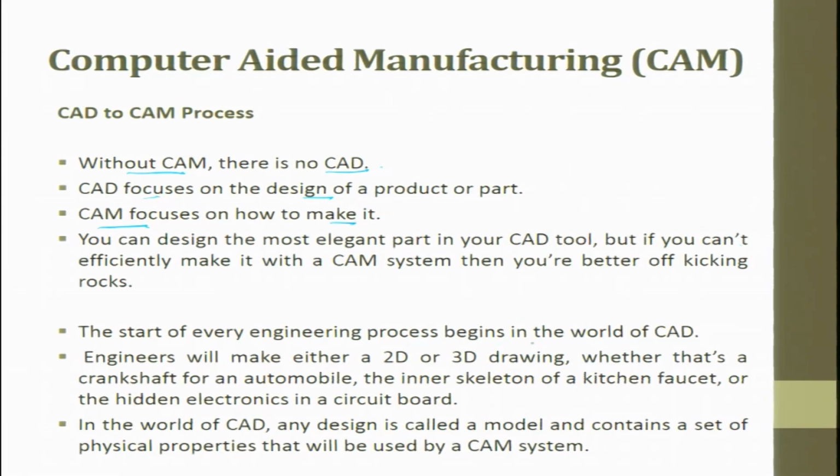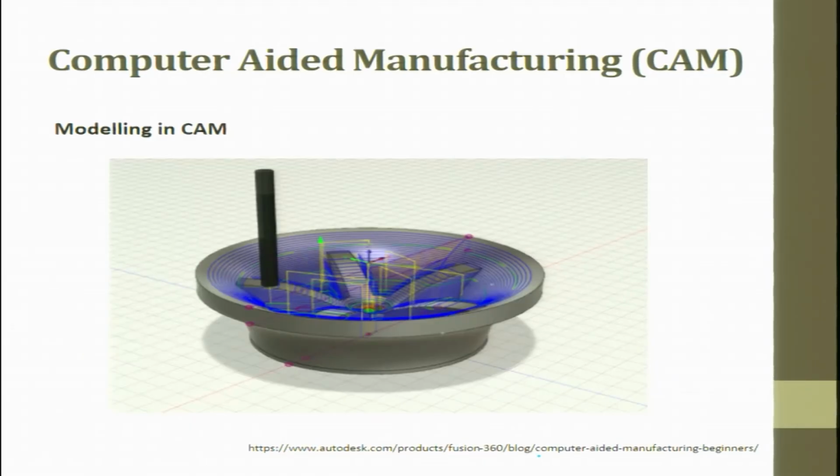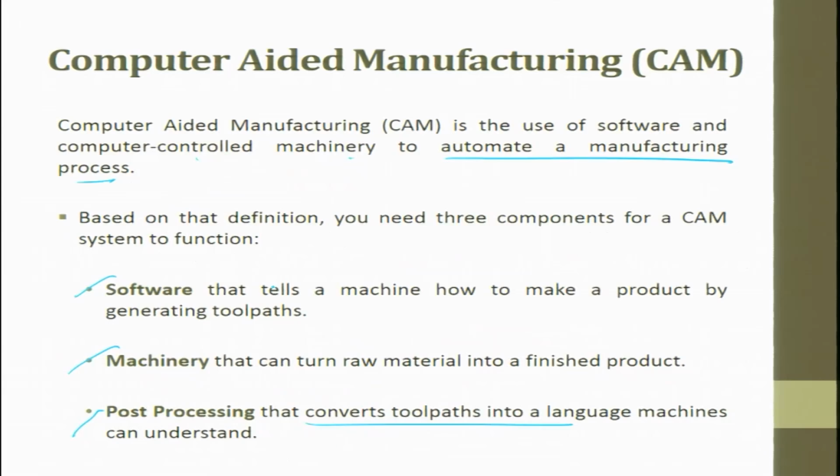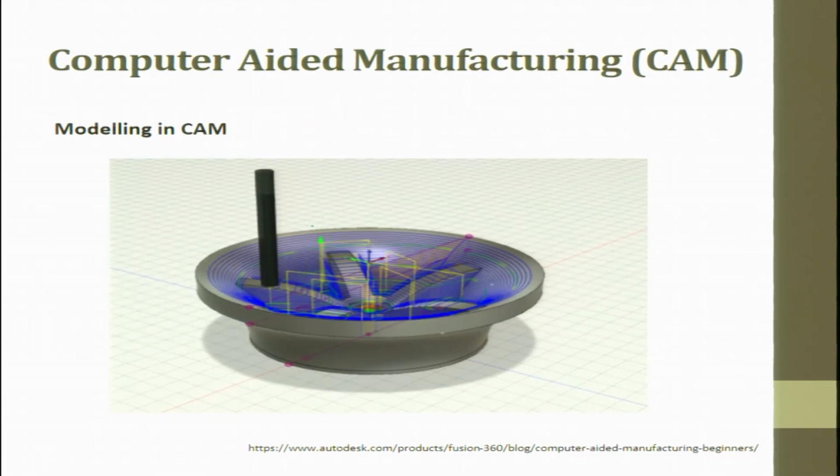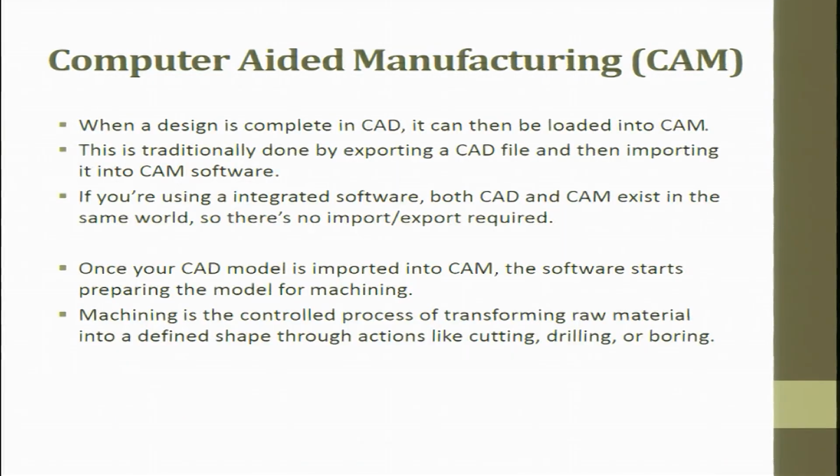The start of every engineering process begins with the world of CAD. So, the engineer starts with 2D or 3D to make the output. In the world of CAD, any design is called a model and contains a set of physical properties that will be used by CAM. So, the part was created, and now the geometry details were given. Now, the tool path simulation, that is what we are talking about, and the post processing. Post processing converts the tool path into a language the machine can understand. So, a cutter is going around, trying to create the part along the path, and then you can start using it.